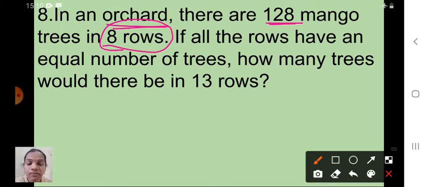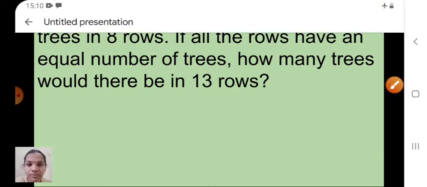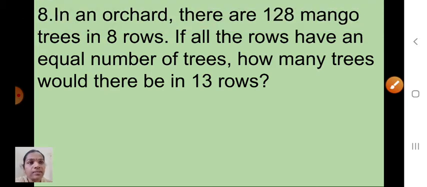So for that, first we have to find how many trees there are in one row. After that we can find how many trees there are in 13 rows. Children, see here, for that first we have to write the statement.